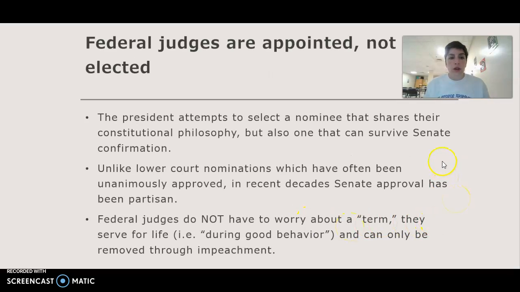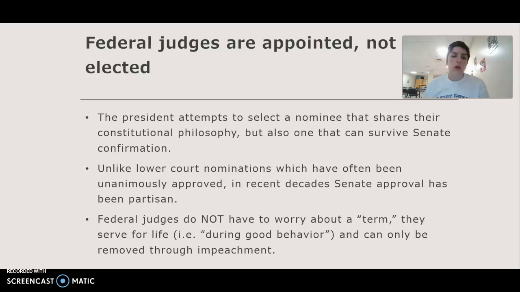Federal judges are appointed. They are not elected. So the president attempts to select a nominee that shares their constitutional philosophy. So the president usually will pick a nominee where they are similar in their ideas of how the government should be run, but also one that can survive Senate confirmation. So they're not going to pick a Supreme Court justice nominee who believes in certain things in their political party, but is very extreme, because they also need to be voted in by the Senate.